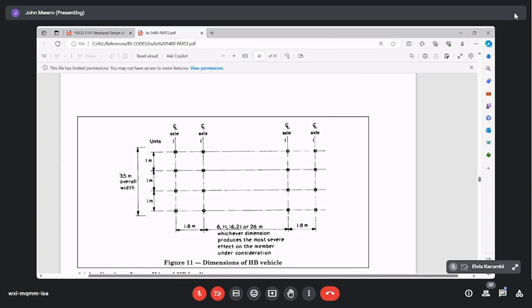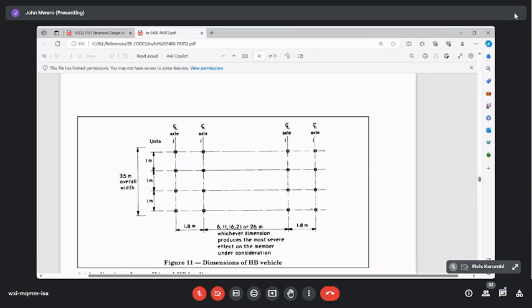It has an overall width of 3.5 meters. It assumes a lane 3.5 meters wide, and a vehicle 3 meters wide. And then on each axle, there are 4 tires, 1, 2, 3, 4. And whatever load goes onto that axle is assumed to be distributed equally to those 4 tires.